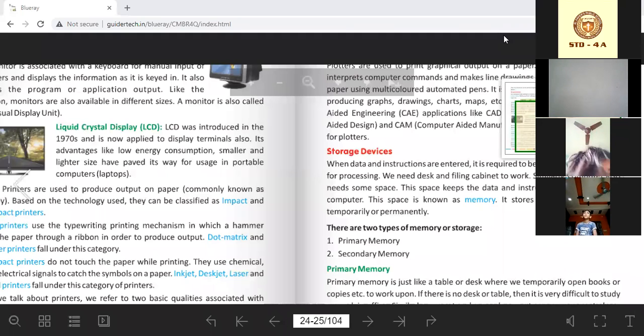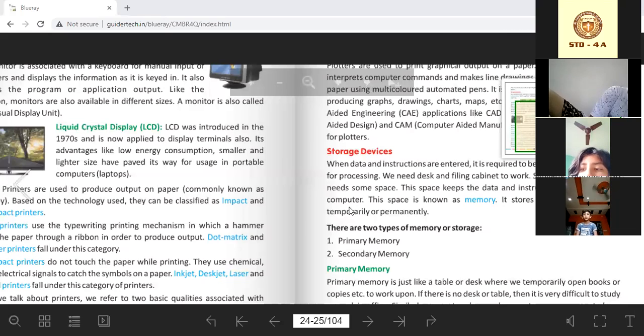So, as I was telling you in the example, we need a bookshelf to store our books, and in offices, we need desks and file cabinets to store our work. Similarly, in computers, we need a memory or a space to store the data and the instructions. Retained in the computer means stored in the computer. This space is known as memory, and it can store the data and instructions either temporarily or permanently.